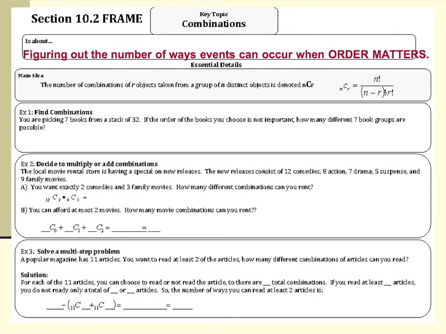So here's our frame, combinations, and this is about figuring out the number of ways events can occur when order, now order matters was yesterday, so I need to add a couple of words in here, when order does not matter. Okay, we're talking about when order does not matter today. So make sure you've got that does not matter in there because it does make quite a difference here. So we're figuring out the number of ways events can occur when order does not matter.